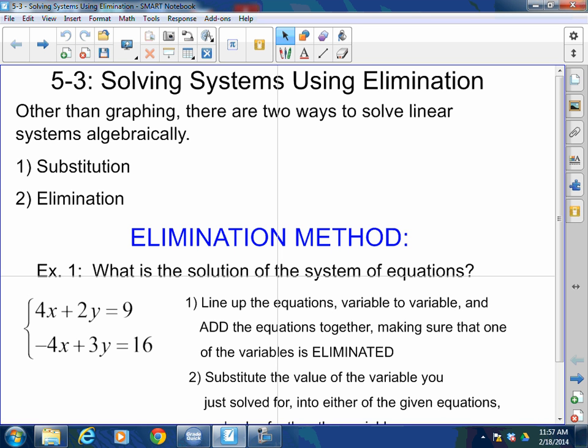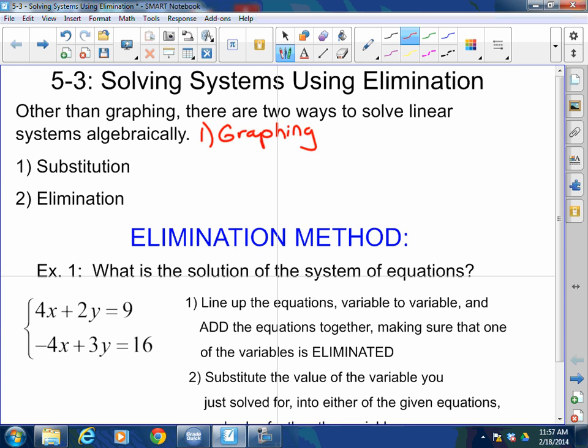Today we are going to continue talking about systems of equations. So far we've learned two ways to solve systems. The first way we learned was through graphing. You graph both equations, and the intersection point is their solution. That is the point that satisfies both equations, the ordered pair that makes both equations true.